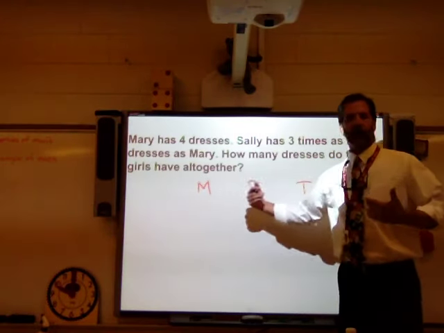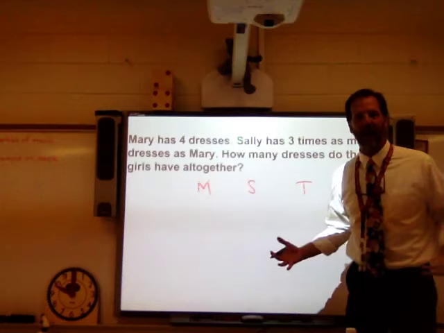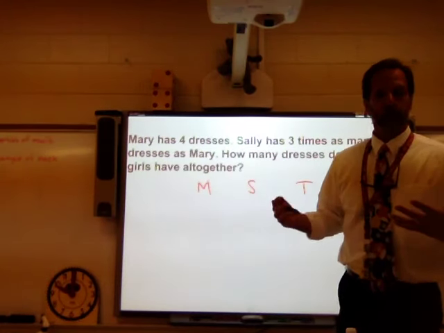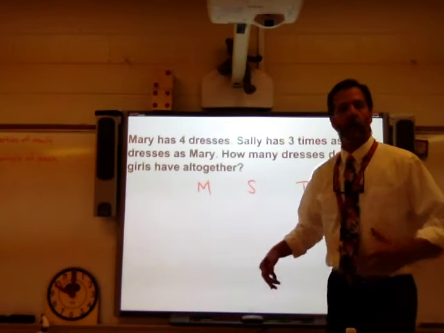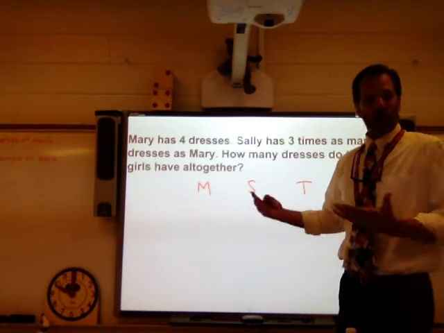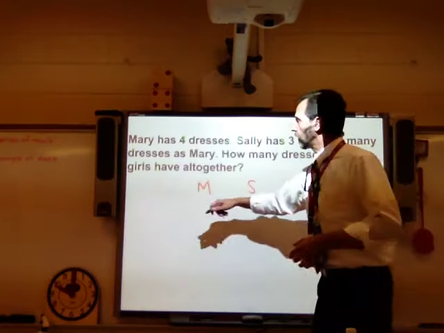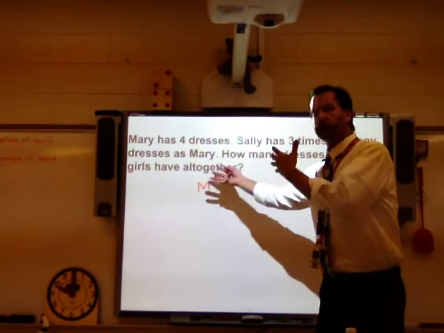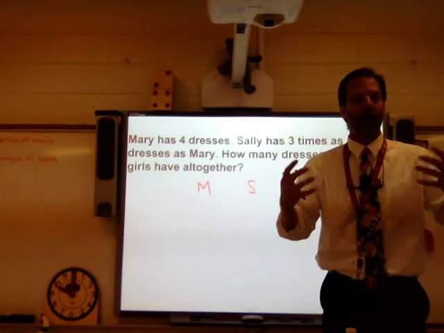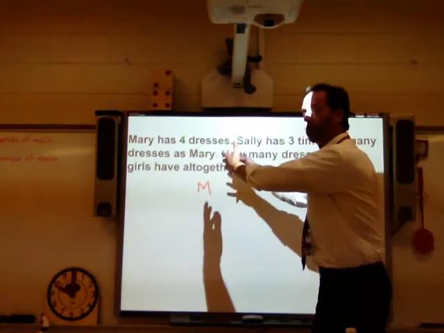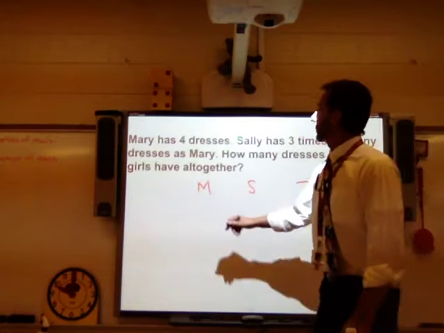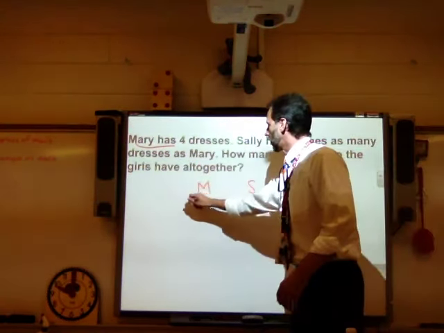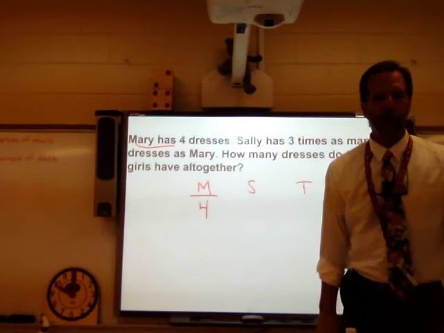So once we identify who's in the problem and what we have, then I ask the kids to fill in down here what they already know. What does the problem tell me? Well, first in this sentence, since we have a name, Mary, we want to see what does Mary have. It says Mary has, and we want to put that under Mary. What does Mary have? 4 dresses. So underneath Mary, we'll put a 4.